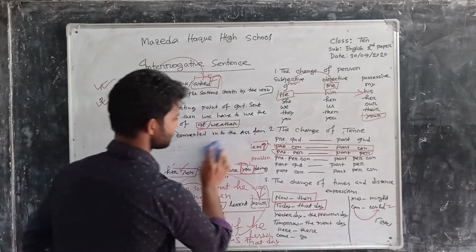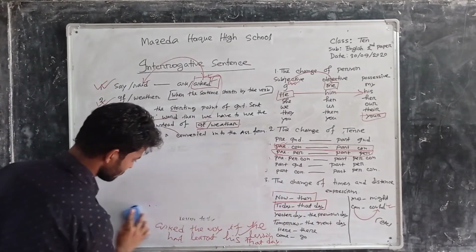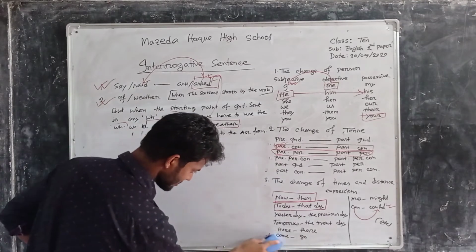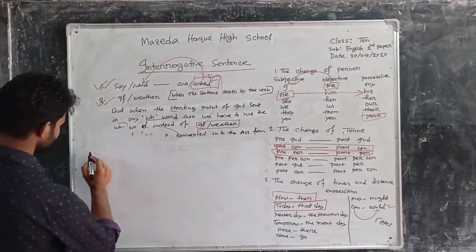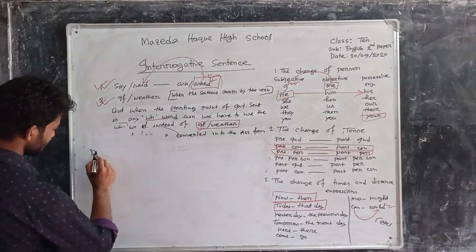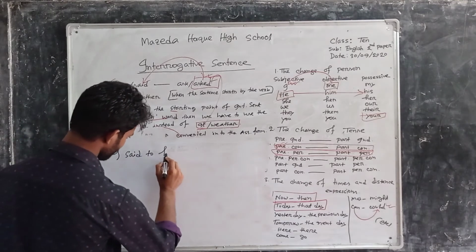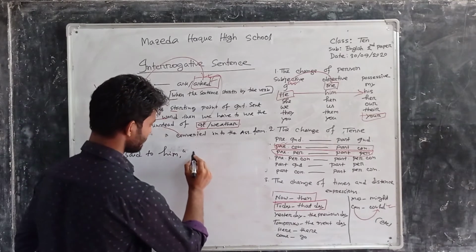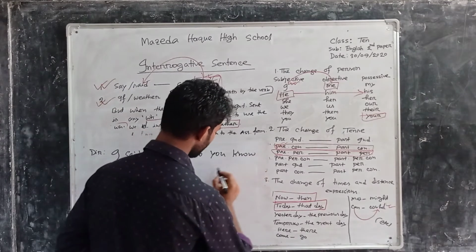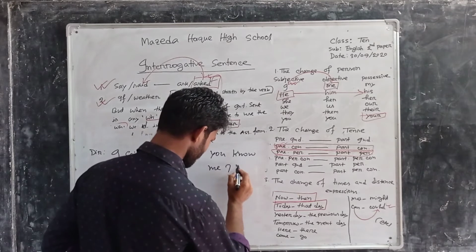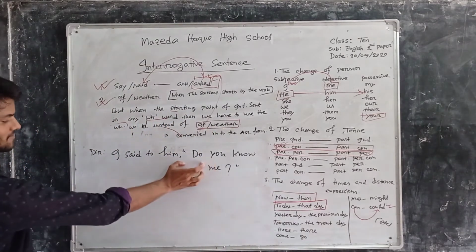Now I will try to write here another sentence. I said to him, do you know me? I have written here, I said to him, do you know me? This is an interrogative sentence.